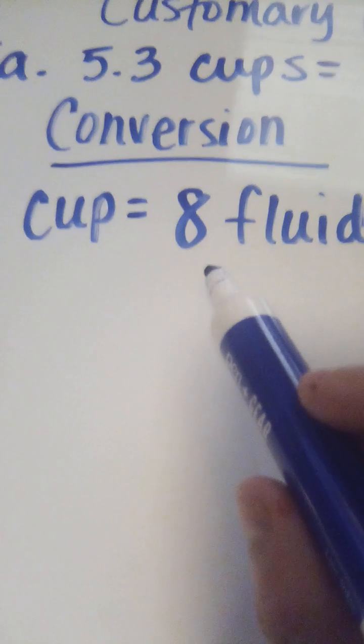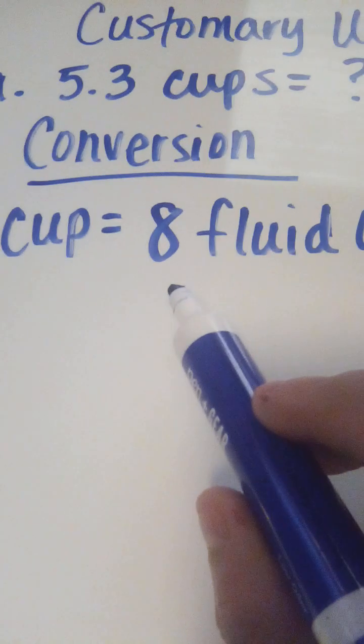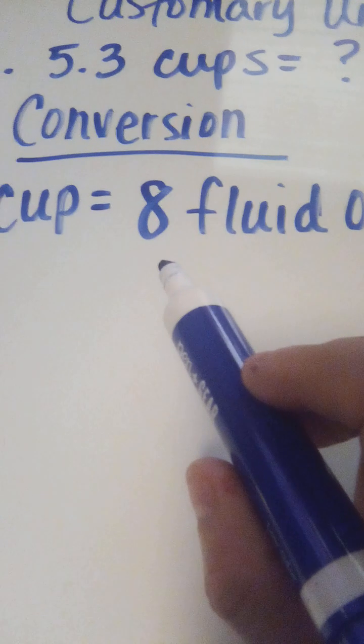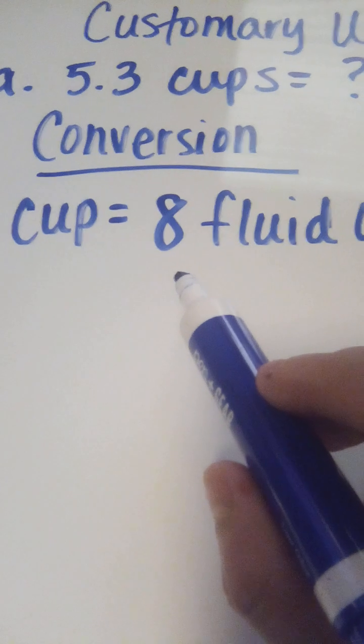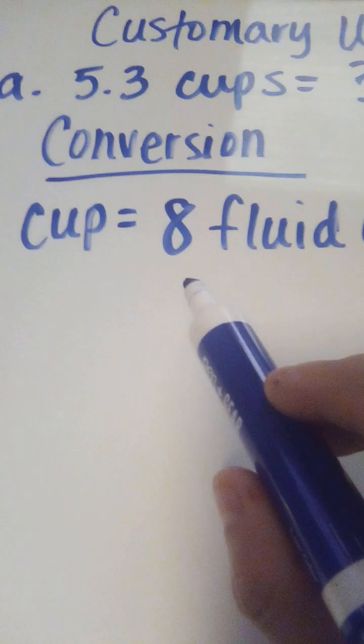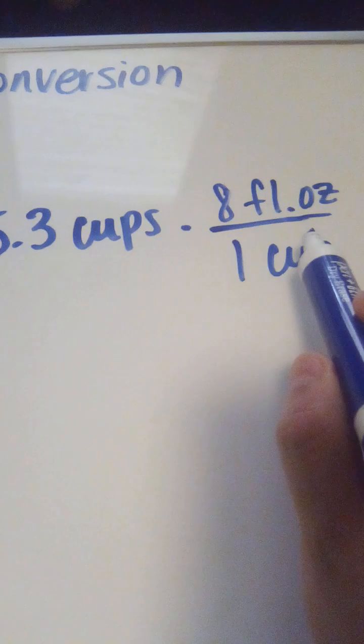All right, let's move to the second part. Move this over, the 5.3 cups. Multiply. Question. Is the 8 on the numerator or the denominator when you're converting? If you said 8 on the numerator, you're correct. The reason why is the conversion is going to be much easier. All right, we'll multiply 5.3 cups times 8 over 1.